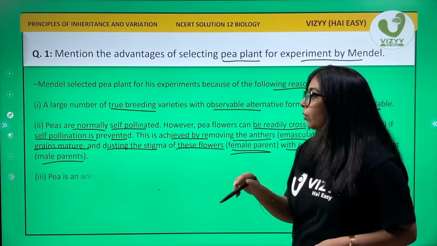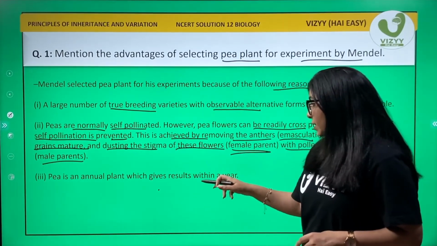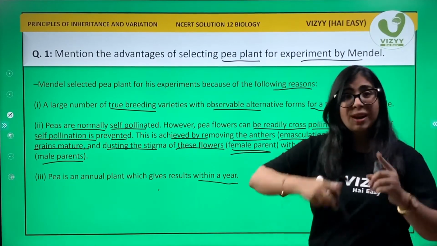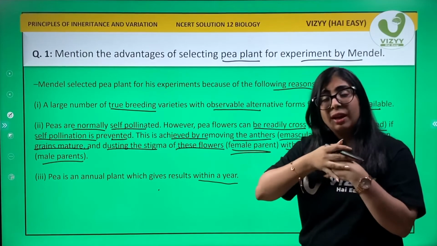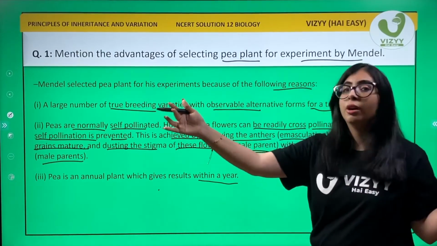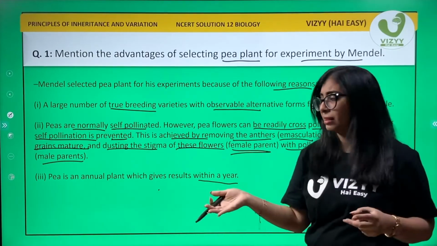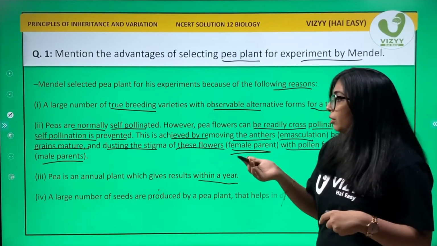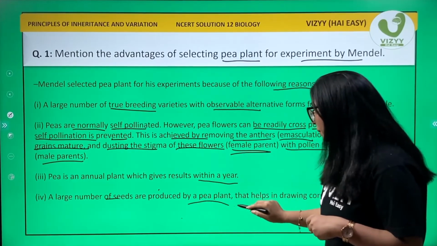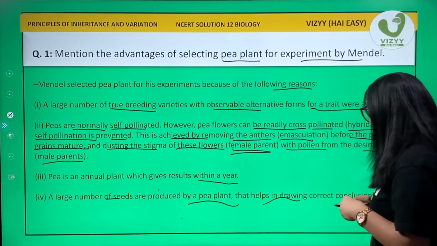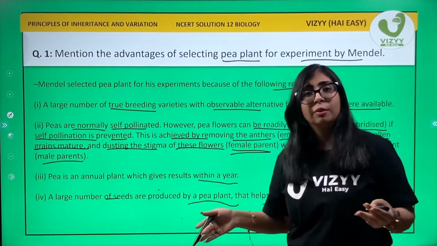Now, pea is an annual plant which gives result within a year. So every year, at the end of 1 year, pea plant used to give a large number of fruits, or the pea itself. Fourth, a large number of seeds are produced by pea plant, which helps in drawing correct conclusion. So a large number of seeds were produced.